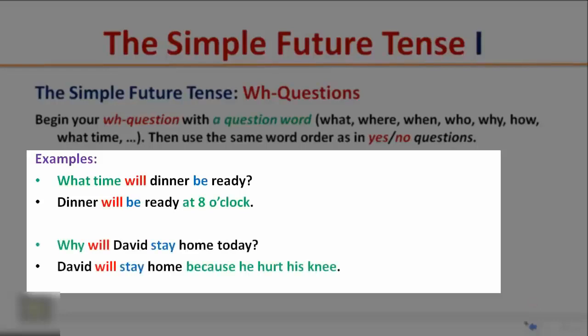Why will David stay home today? David will stay home because he hurt his knee. Pay attention to the word order in WH questions. Begin your question with a question word, followed by will, followed by the subject, followed by the base form of the verb. Again, begin your question with a question word, followed by will, followed by the subject, followed by the base form of the verb.